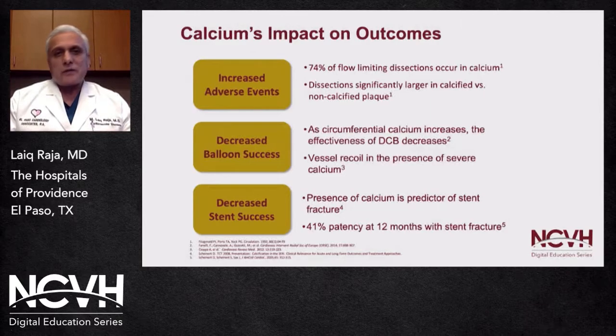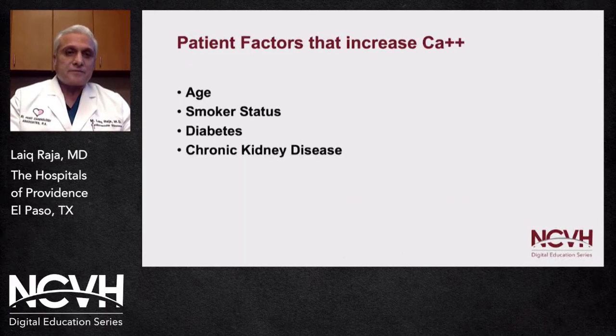Now here again, let's talk about different effects caused by heavy calcific vessels. Again, 74% for limiting dissections, which are much larger for calcified versus non-calcified plaques, unable to dilate the balloon and effectively leave the drugs behind during the procedure. There's a significant vessel recoil, we see it, and again leading to decreased stent expansion, which obviously can cause stent fractures and decrease patency in the long run.